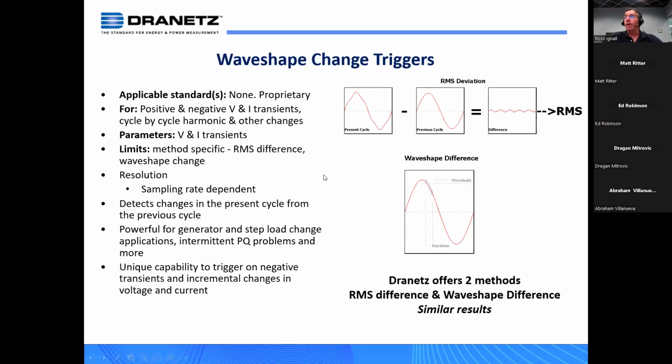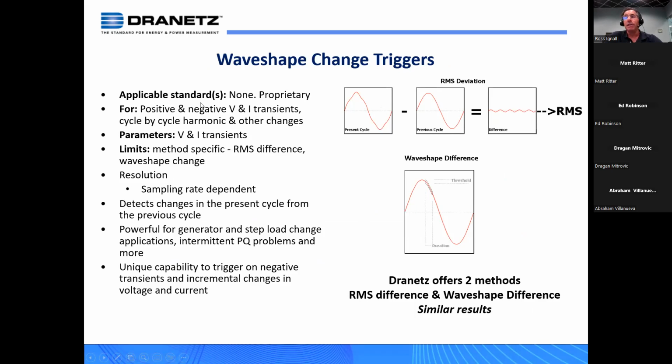Okay. So wave shape change triggers. This is extremely powerful, and this is what I'm referring to before. What are the applicable standards? There are none for wave shape changes. There's something proprietary to Dran-View in which we actually have two different algorithms. What are they for? It's for any change from cycle to cycle. So in general, what these do, these look at one cycle and then compare it to the previous cycle. Dran-View has two different ways to do that. And you're looking for the difference in that.